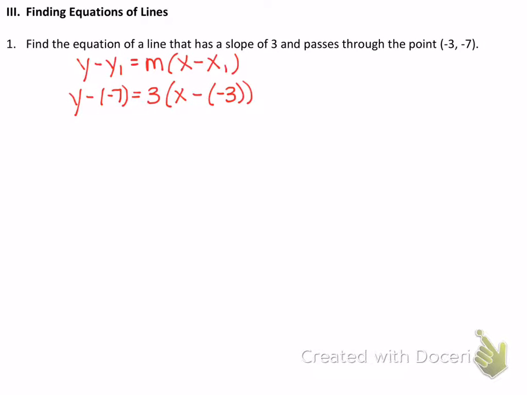When you simplify this, we have y plus 7 equal to 3 times x plus 3. Now, I'm going to ask that you always convert it to y equals mx plus b form, slope-intercept form. So when you do that, we distribute 3x plus 9, and then we subtract 7, so I get y equals 3x plus 2.